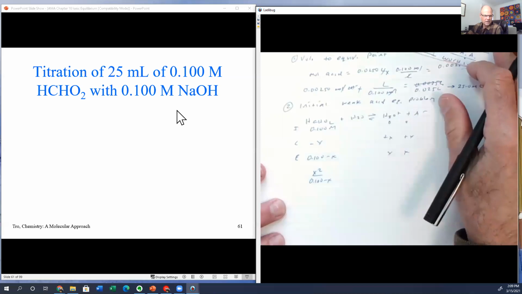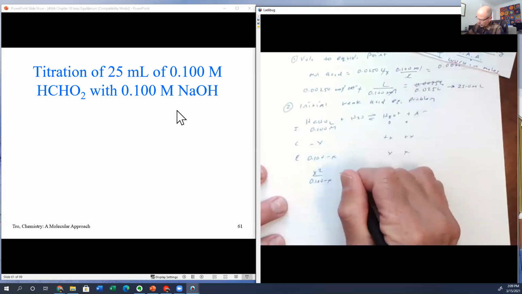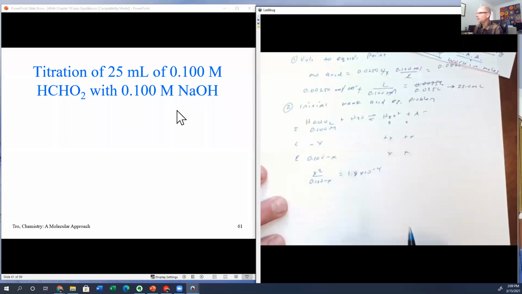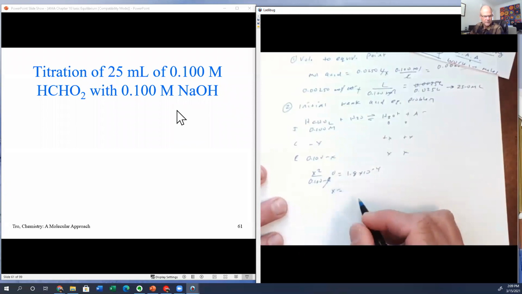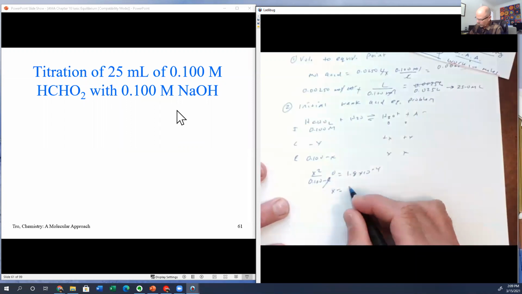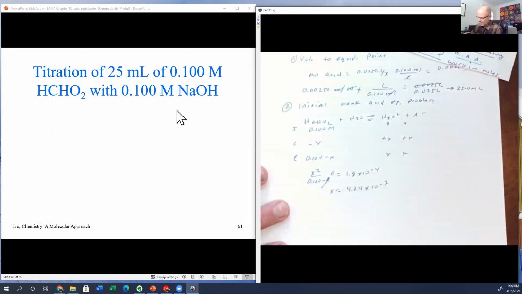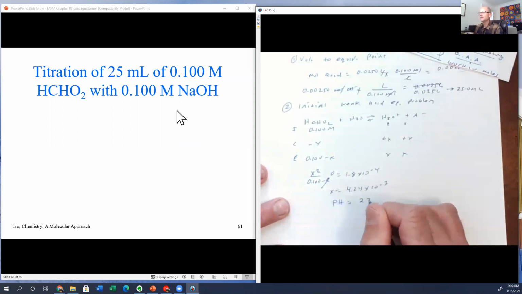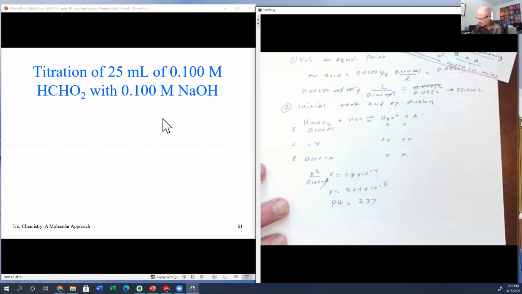And then you got to have Ka for that. And Ka is equal to 1.8 times 10 to the minus 4. Okay. And you make the x small approximation. You solve that equation for X. And you get that X is equal to 4.24 times 10 to the minus 3. Right. And so the pH is minus the log of that. And that comes out to be 2.37. Okay. 2.37 is the initial pH. So far, so good?